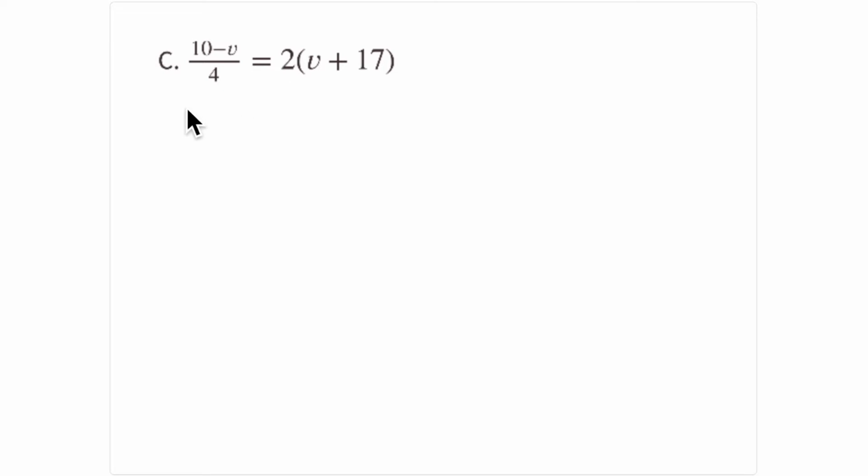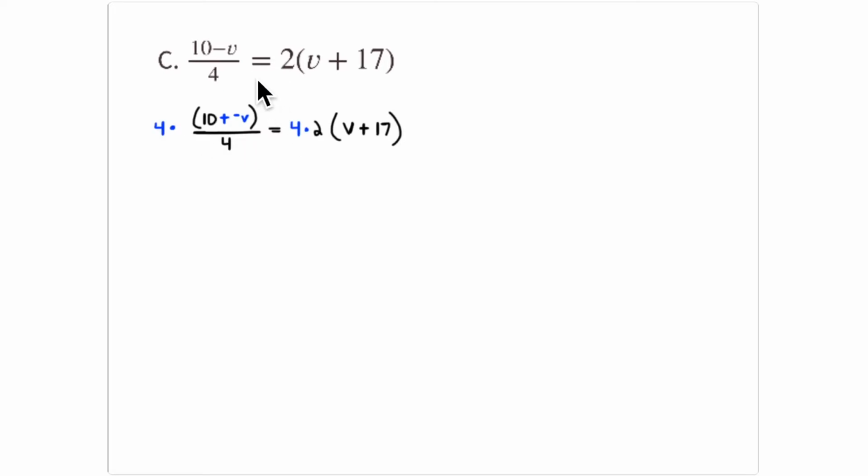Okay, for equation C, first thing I want to do is get rid of this 4 in the denominator, get rid of the fourths. So you can do that by multiplying by 4. Now you can look at this as 1/4 times 10 plus a negative v. And I also changed this, which was subtracting a positive v, and so I used the inverse operation of addition and the additive inverse of negative v to make that change.